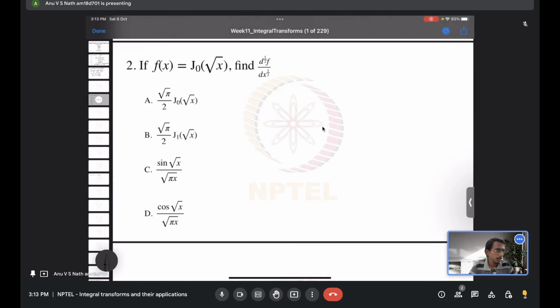So a similar problem here, but actually we are evaluating the d raised to half of f of x, but the function is now not a polynomial, it is j0 root x, a Bessel function. So the earlier formula that I have shown for polynomials cannot be used here, because that is especially for polynomials, that is the Lacroix formula. But here it is not a polynomial, so I cannot use that directly.